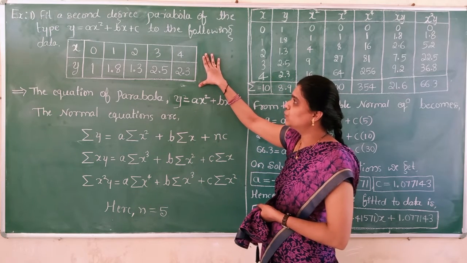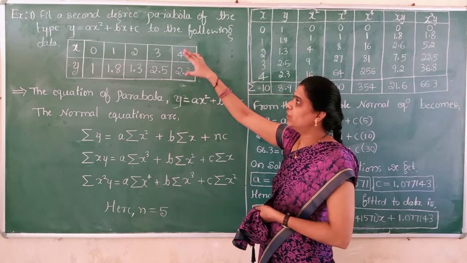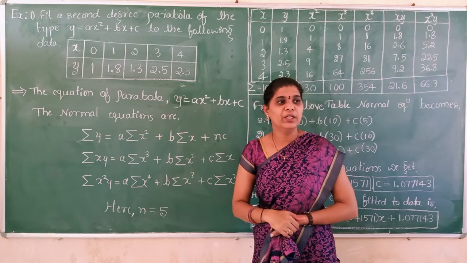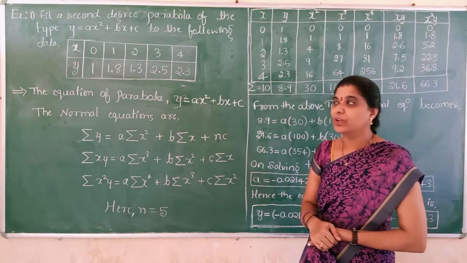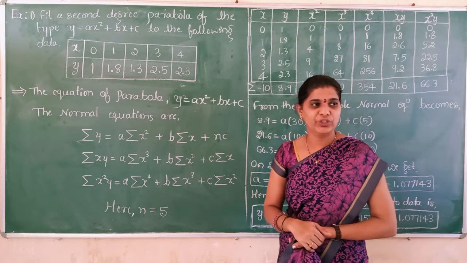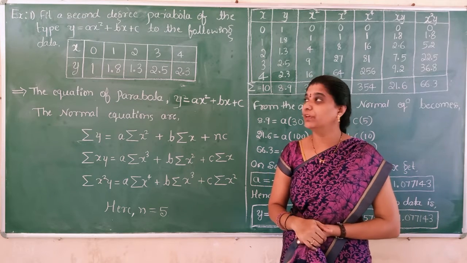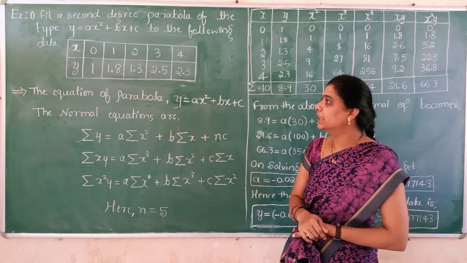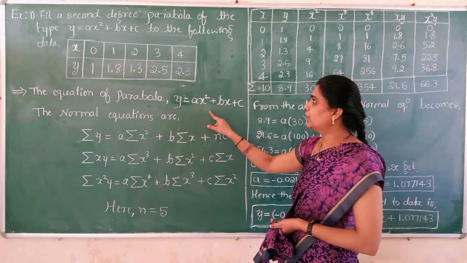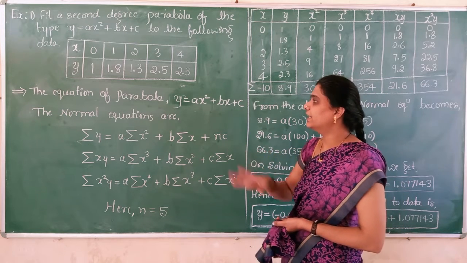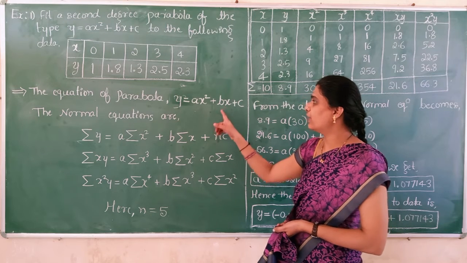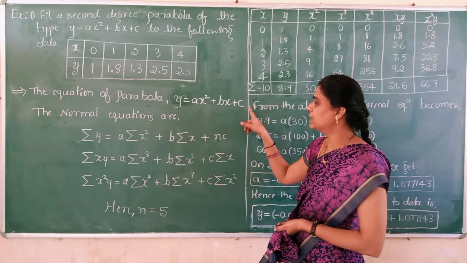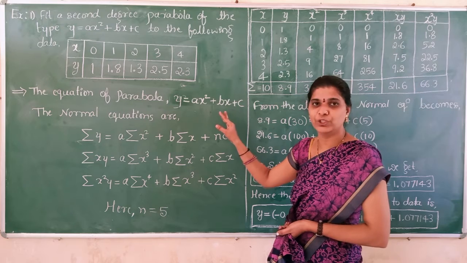By using these x and y values, we have to find out the values of a, b, c and substitute in the given equation, that is y is equal to ax square plus bx plus c. Now this is our given equation of a parabola, or second degree curve, that is y is equal to ax square plus bx plus c form. This is the first form of the equation itself.